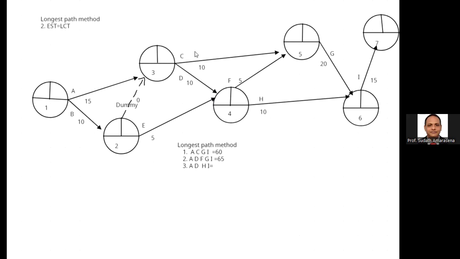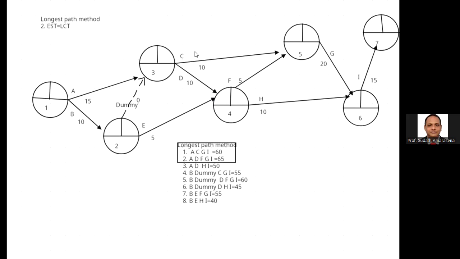Okay, now you identify all the alternative paths from event number 1 to event number 7. You can't find more than that. Now compare the total duration. You need to select the highest one. The highest one represents the critical path.